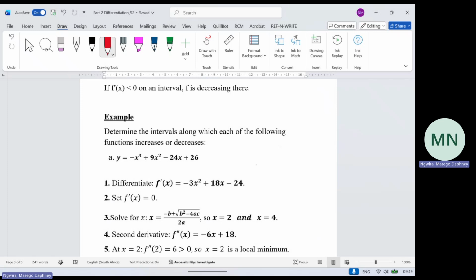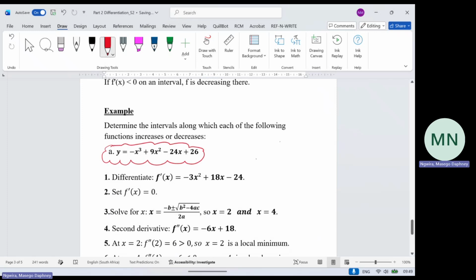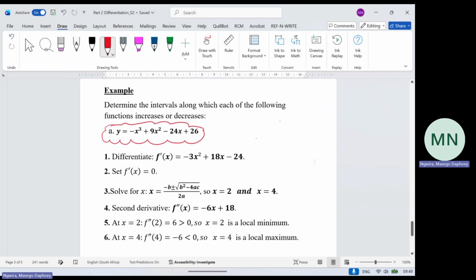So when you have to determine the interval, you follow the same steps. I decided to use the same function that we used, just to save time, because I didn't want to go through all the steps. This is the first derivative we found, and then we set the first derivative equal to 0 and solved for x. When we solved for x, we used the quadratic formula. These are the steps that you follow. And then we found our x values. Our x values are 2 and 4.